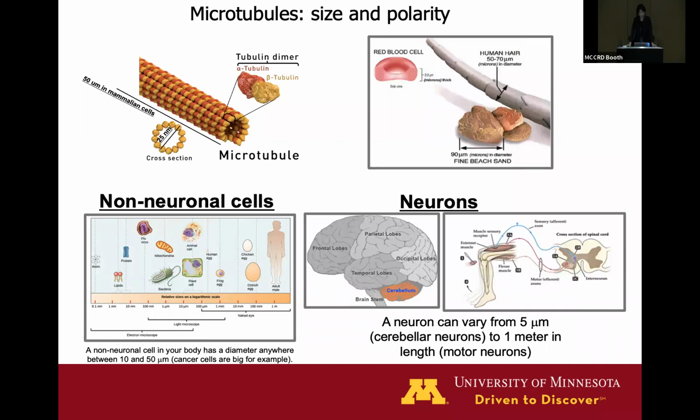And then, of course, you have neurons. And neurons also vary in size. You can have very small neurons, 5 micrometers is typically the size of a cerebellar neuron, but then you can have huge neurons, like neurons that can be 1 meter long. Motor neurons, which are the ones that are born in your spine and go all the way down to your leg to make your leg move, can be up to 1 meter if you have a very long leg, that is.